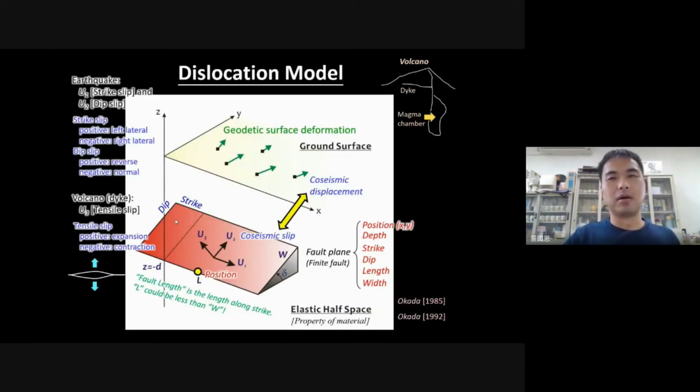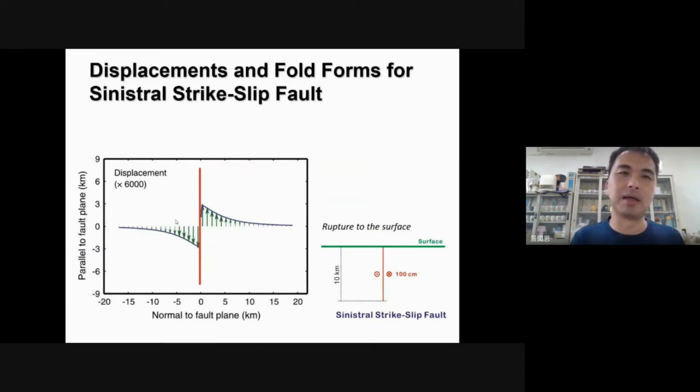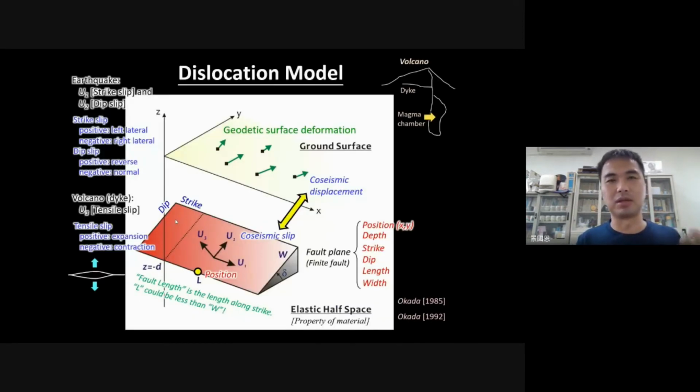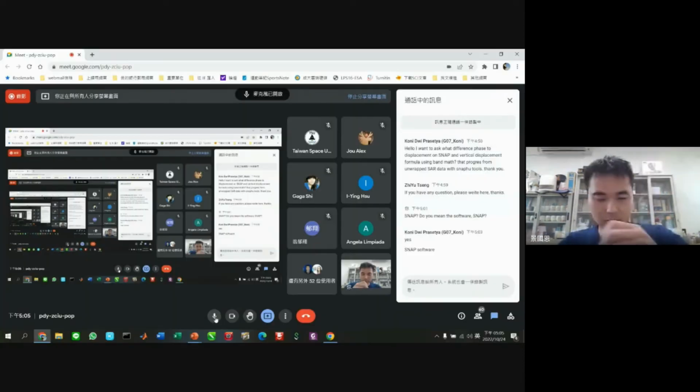Okay, but how do we estimate the energy released on the fault based on the surface deformation pattern? Usually we like to use the dislocation model. It is the simplest model for us to understand the surface deformation related to the fault.